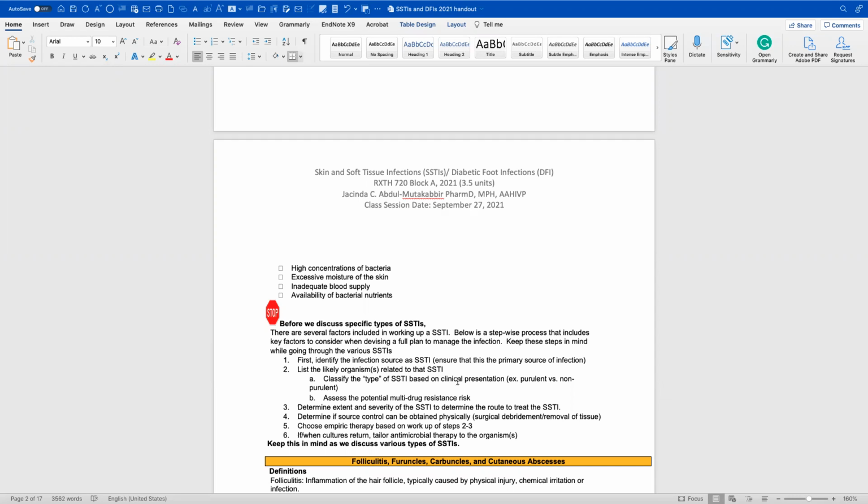Then you want to determine the extent and then the severity of that SSTI to determine the way you want to treat it. So now you know what SSTI is causative, you know what type of pathogens cause this type of SSTI, but then you want to take into account, is this mild, moderate, or severe? Can I get away with doing PO treatment? Do I need to do IV?